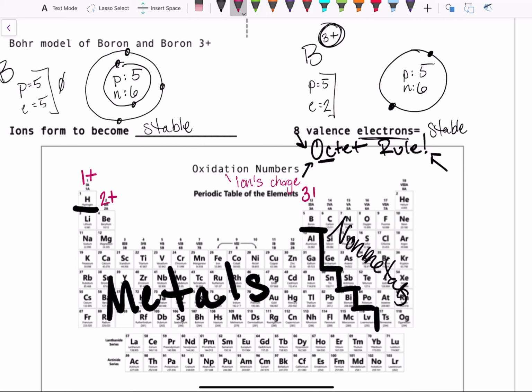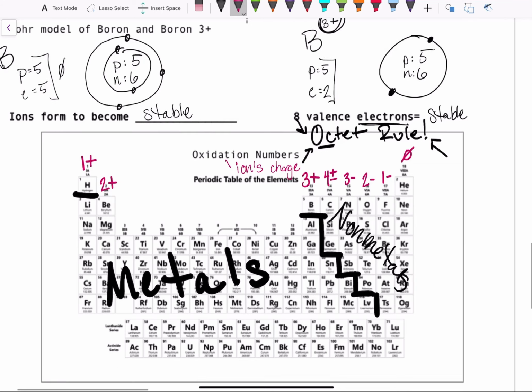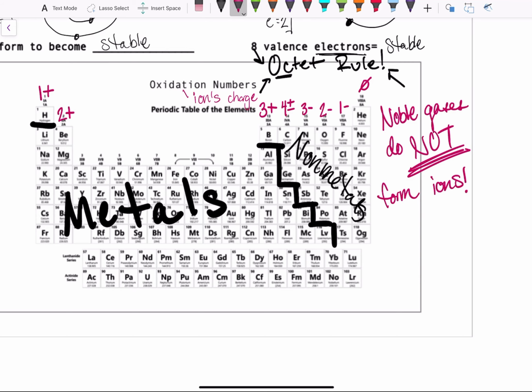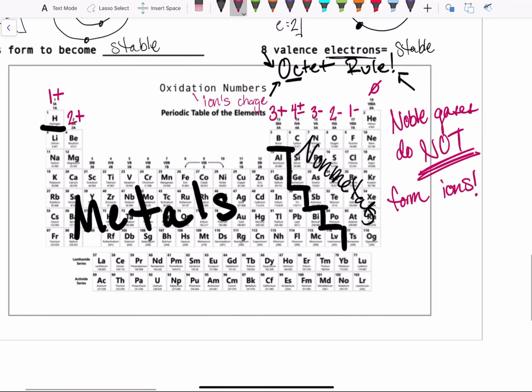So group 13 is 3+. Group 14 is a 4+ or minus. They can go either direction. And then group 15 forms a 3-, 16 is 2-, and then we have 1-, and then our noble gases are 0 because the noble gases do not form ions. They don't have to form an ion because noble gases are already stable.